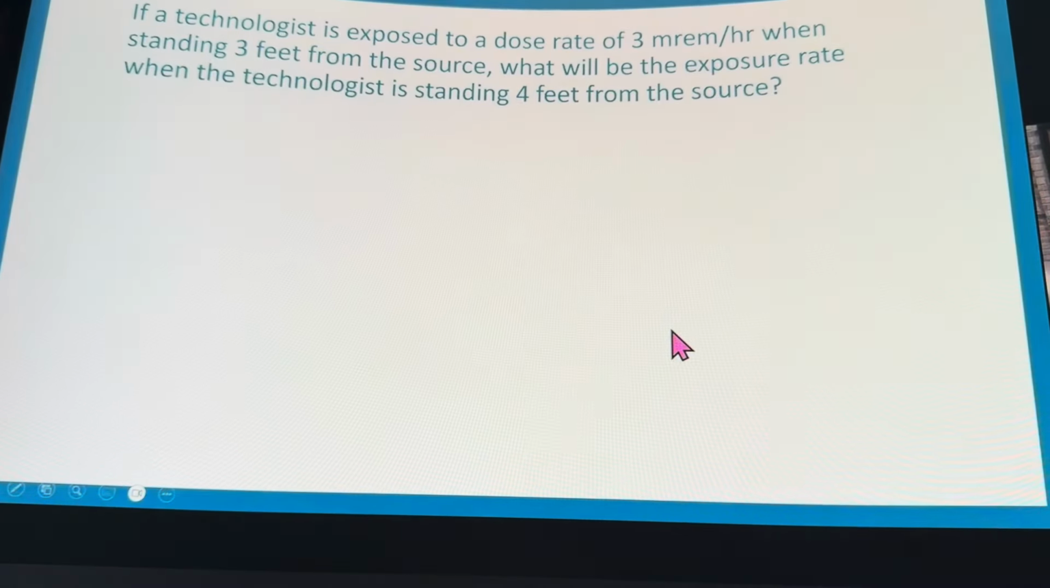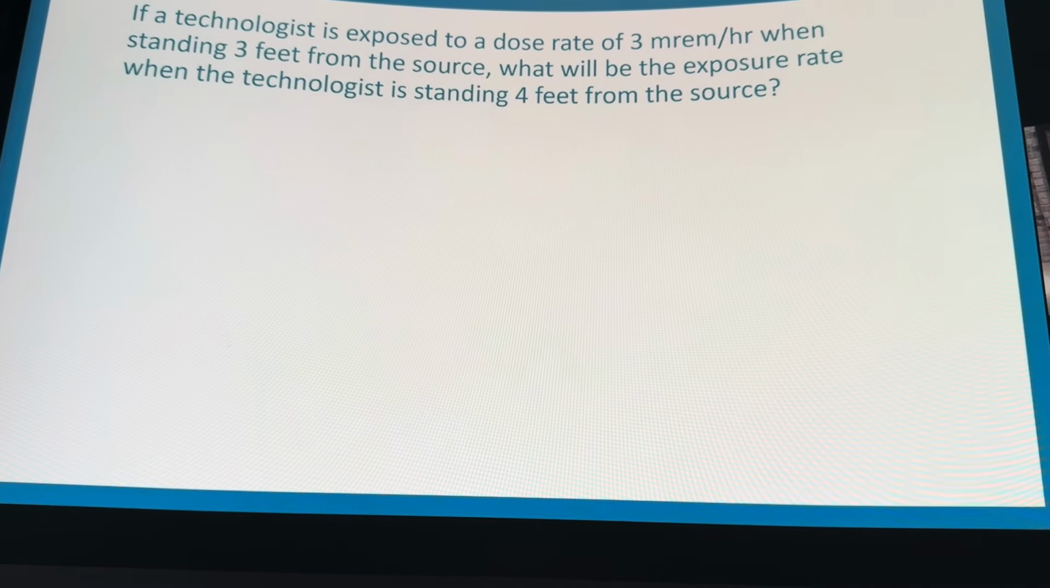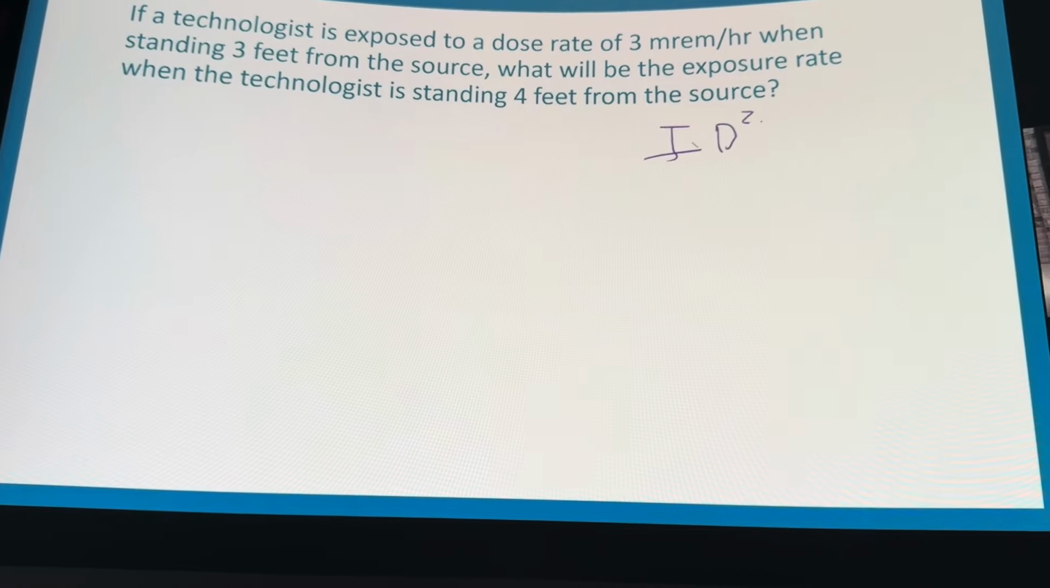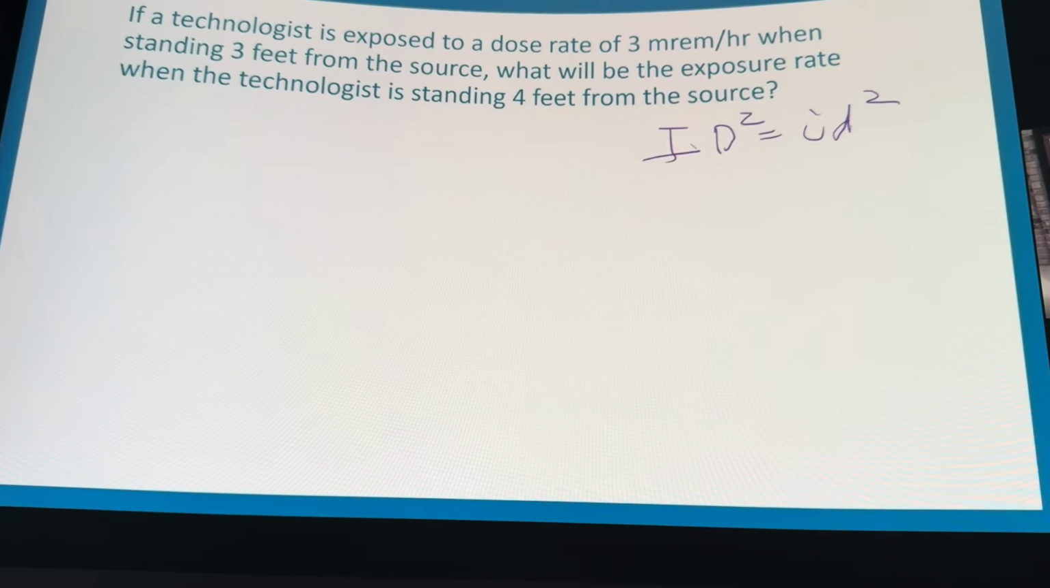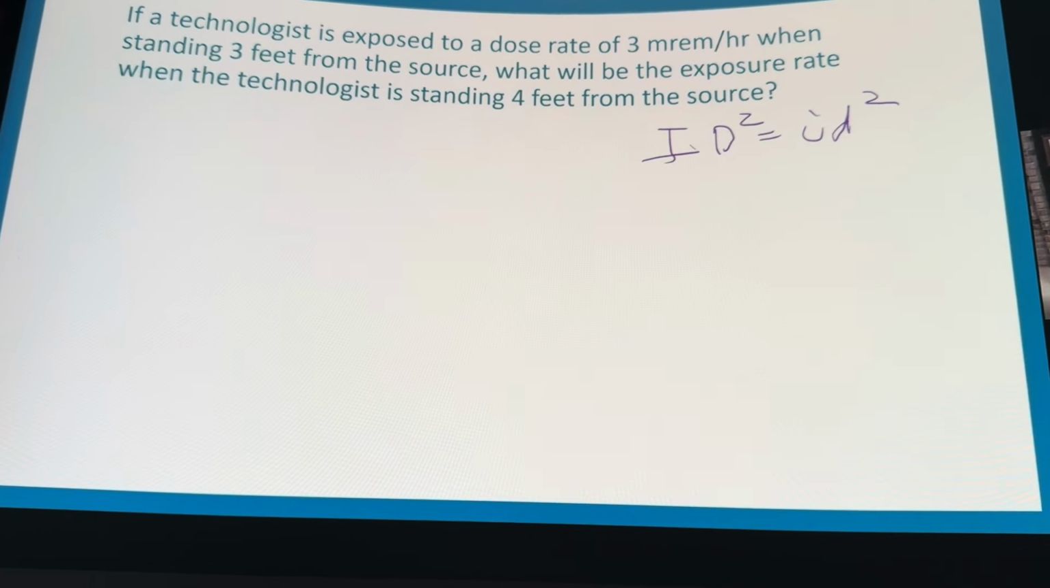Distance. I1 D1 squared equals I2 D2 squared. Don't make it any more difficult than it needs to be. I D squared equals I D squared. There's 4 variables, you get 3. You just have to find the 4th one.